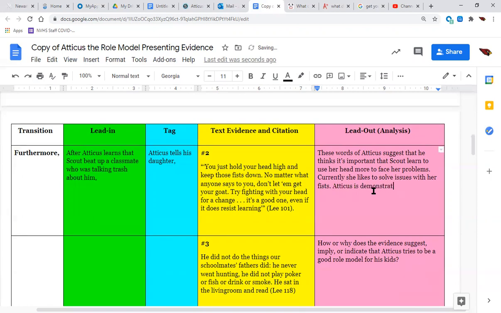Atticus is demonstrating Atticus's advice. See, this is the hard part, the lead out. Shows him as a role model. He, as a lawyer, he fights with his head every day. That's his whole job.